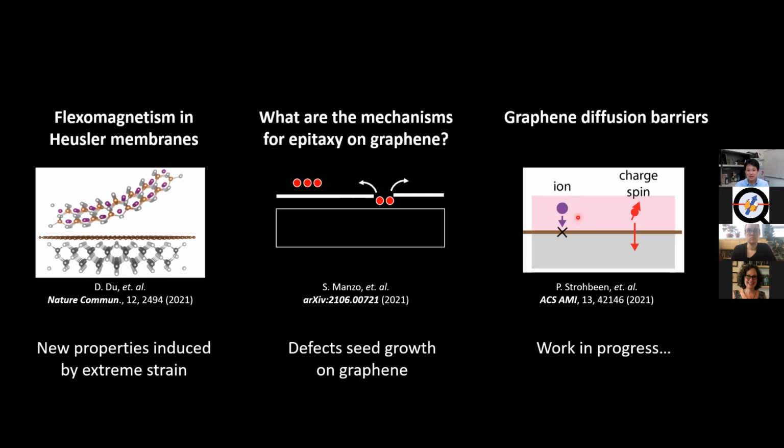And then finally, I gave you some preliminary data about graphene as a solid-state diffusion barrier and some outlook as to why this might be essentially a property-selective version.